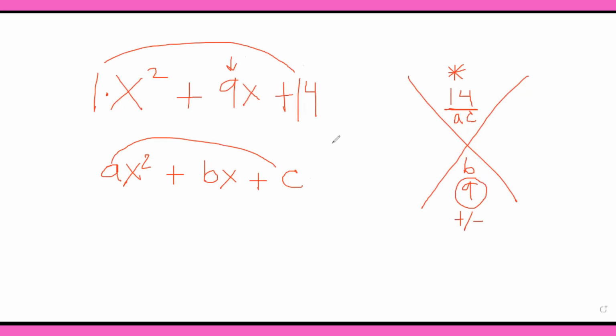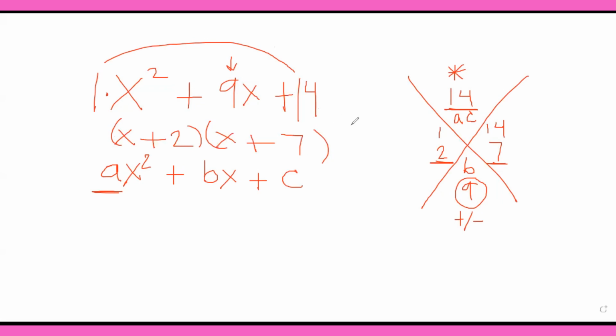So if we can try to think of factors of 14, you can think of 1 and 14. That doesn't really add up to 9. So the only other one for 14 would be 2 and 7. And since all of our signs are positive, I can think of plus 2 plus 7. That adds up to positive 9. So immediately, if I don't have an A term, or my A term is 1, those factors that I get in my X here are the factors that go right into my parentheses. So the answer to this one would be X plus 2, X plus 7.